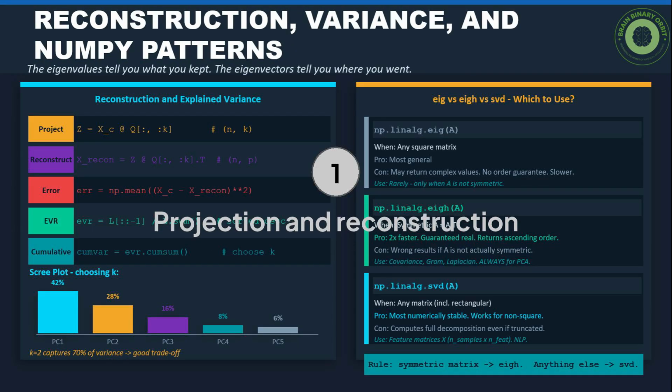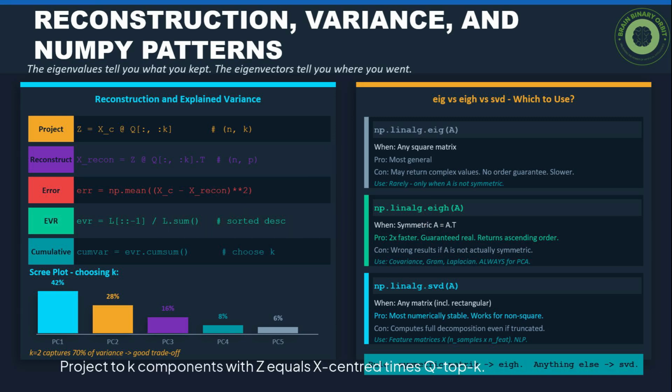3 patterns. First, projection and reconstruction. Project to k components with z equals x-centered times q top k. Reconstruct with x recon equals z times q top k transpose. Reconstruction error is the mean squared difference between x-centered and x-recon.